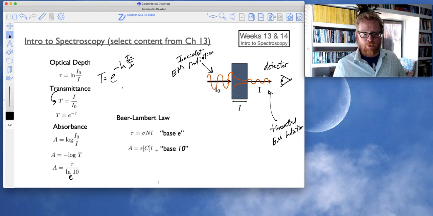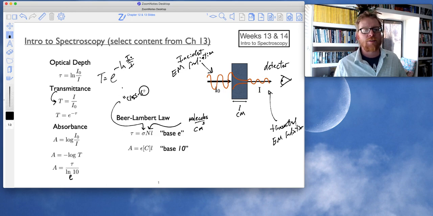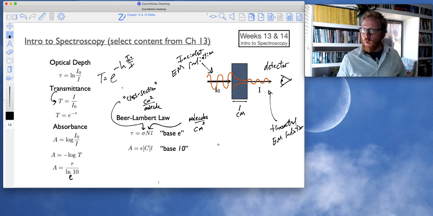When it's optical depth, we will typically report concentration there, remember, in molecules per cubic centimeter. Our path length is always given in centimeters. And what this sigma means, if you recall from Chem 361, is our absorption cross section. That's given as centimeter squared per molecule, and it's very much a cross section, the way that this is viewed.